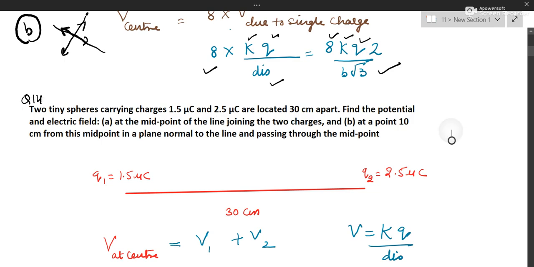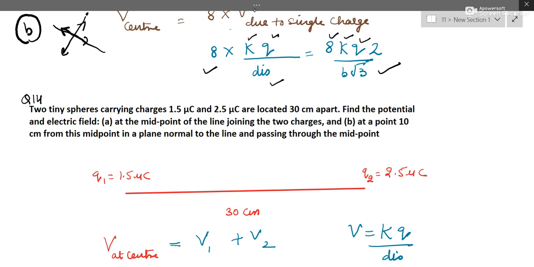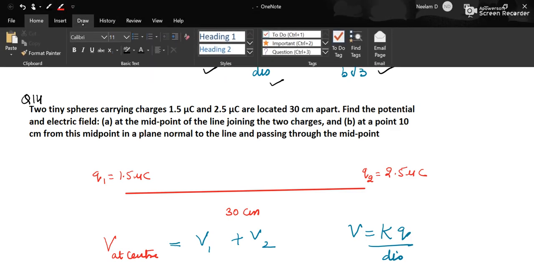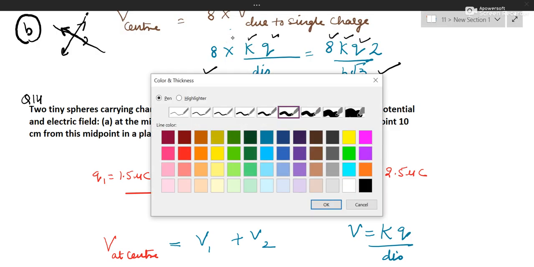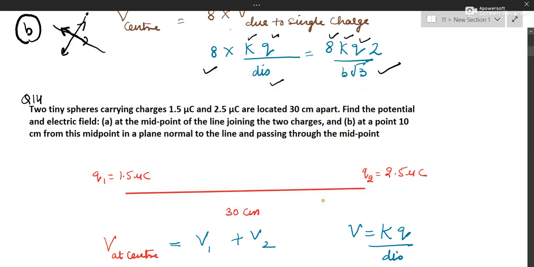Question number 14. Two tiny spheres carrying charges 1.5 microcoulomb and 2.5 microcoulomb are located 30 centimeter apart. We have to find out the potential and electric field. First part is at the midpoint.